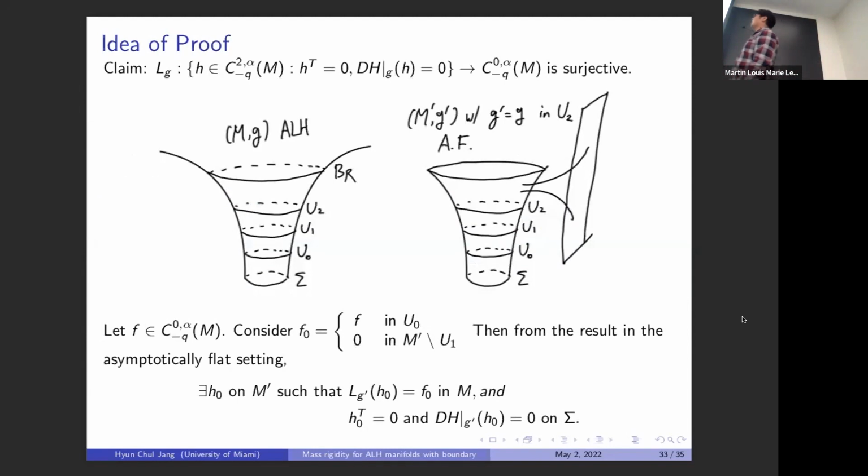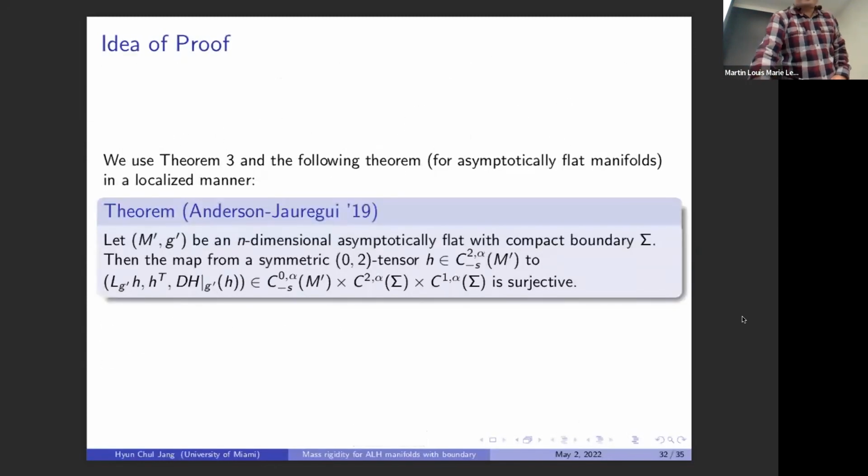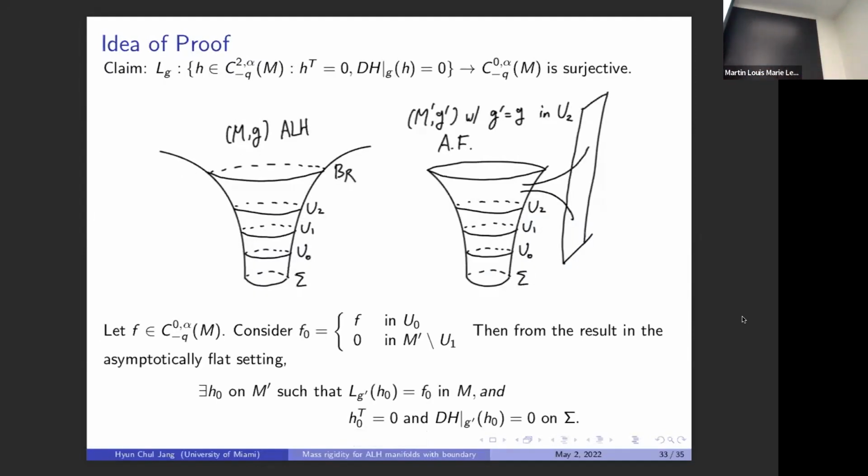Okay, so then we use cutoff nicely to control this boundary and the infinity at the same time. I don't want to bore you with all the details. We use this gluing part. To control this boundary, we take out this infinity from ALH, and instead we glue this flat end there. Then we use the surjectivity from Anderson-Jauregui type, control this sigma, and cut off that part again. And then we use the surjectivity argument we already proved to control this infinity. Okay, so that's how we get it.